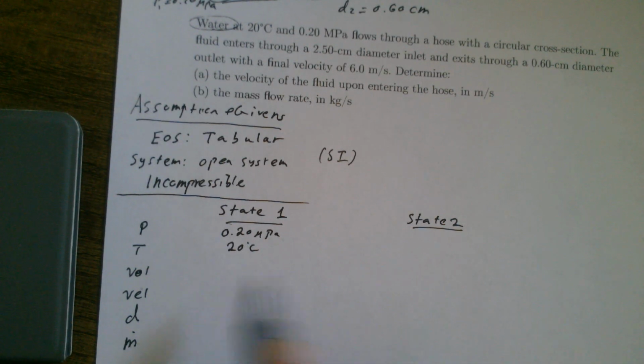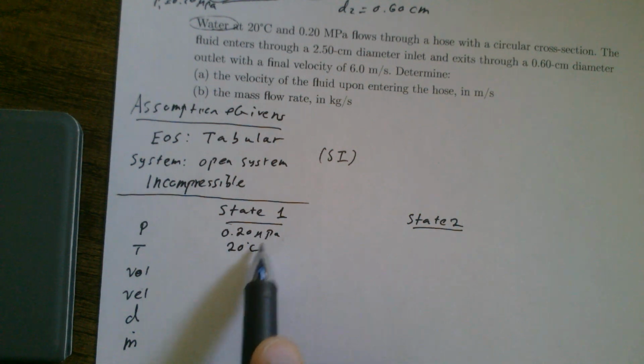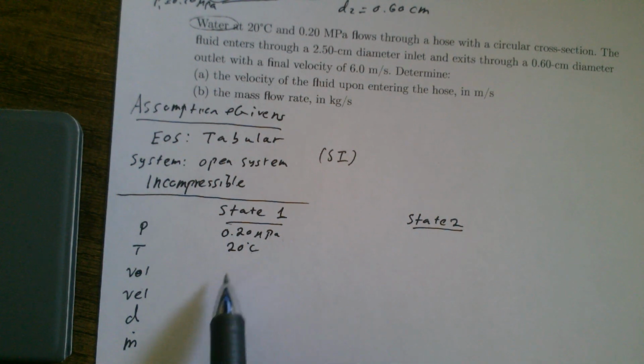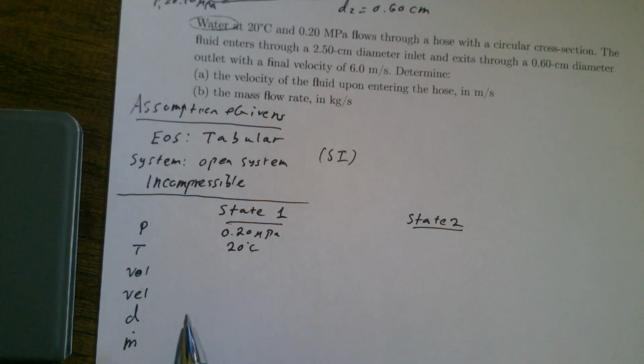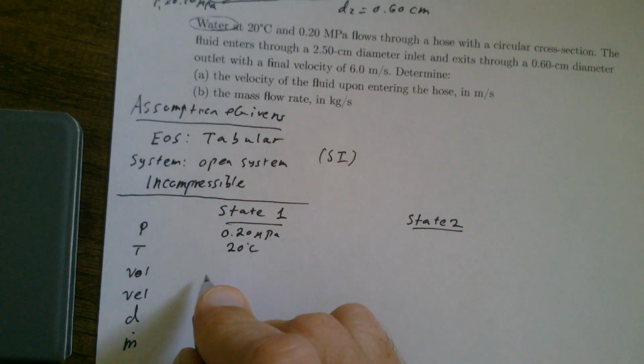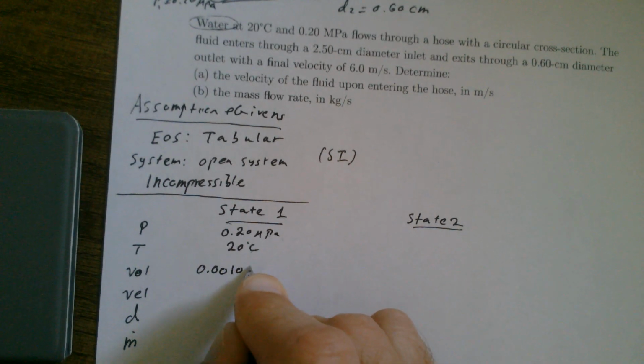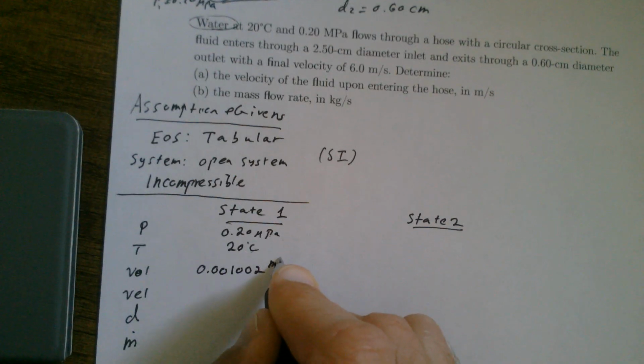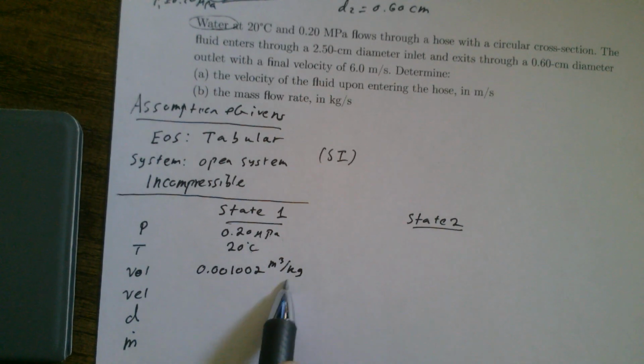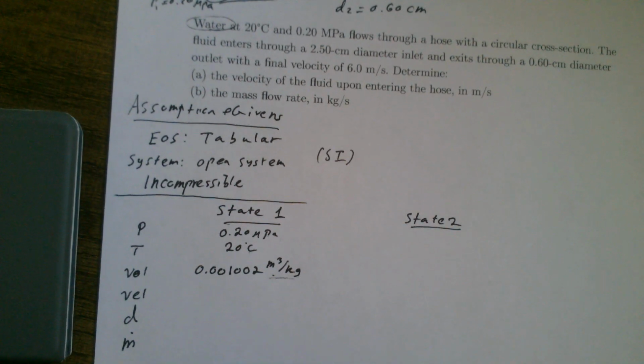Now, if you go to the back of a thermodynamics textbook, or some sort of reference table, a steam table of sorts, you only need two state variables to be able to figure out the third one, since this is a one-state system. In this case, then, the volume, if you look it up, is 0.001002 meters cubed per kilogram. Note here that I am still sticking with SI.